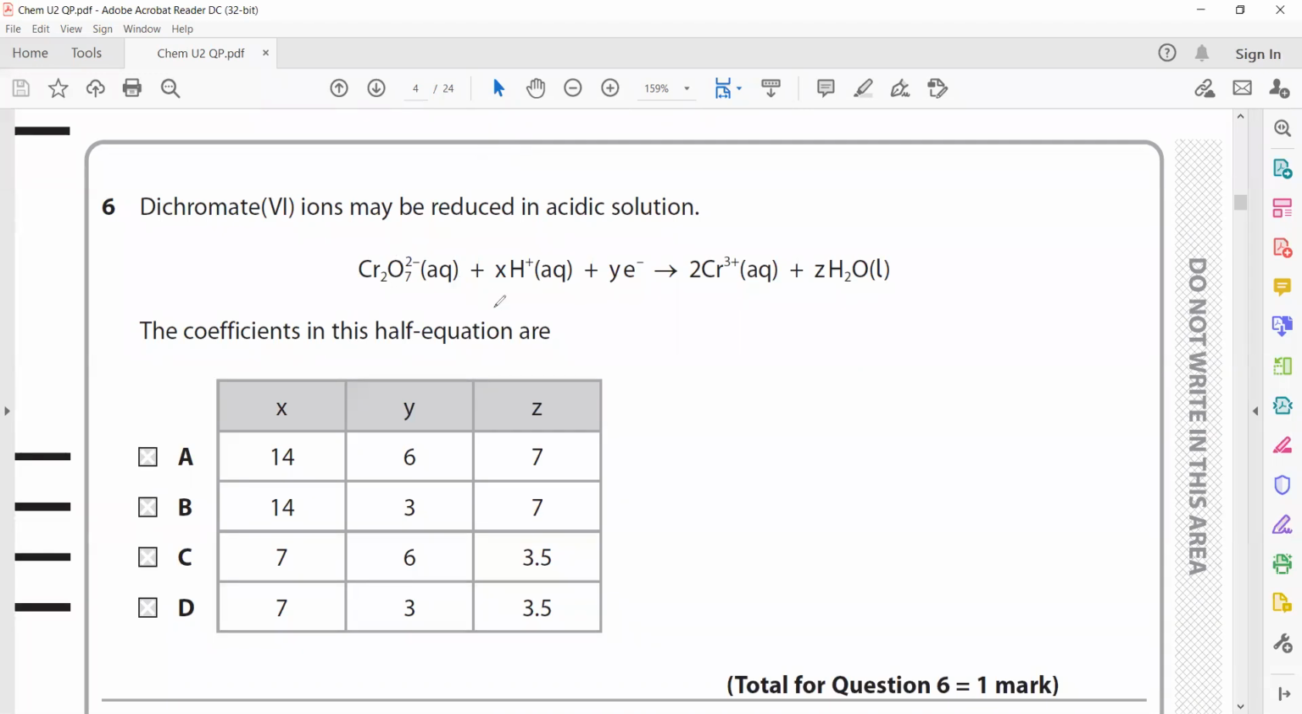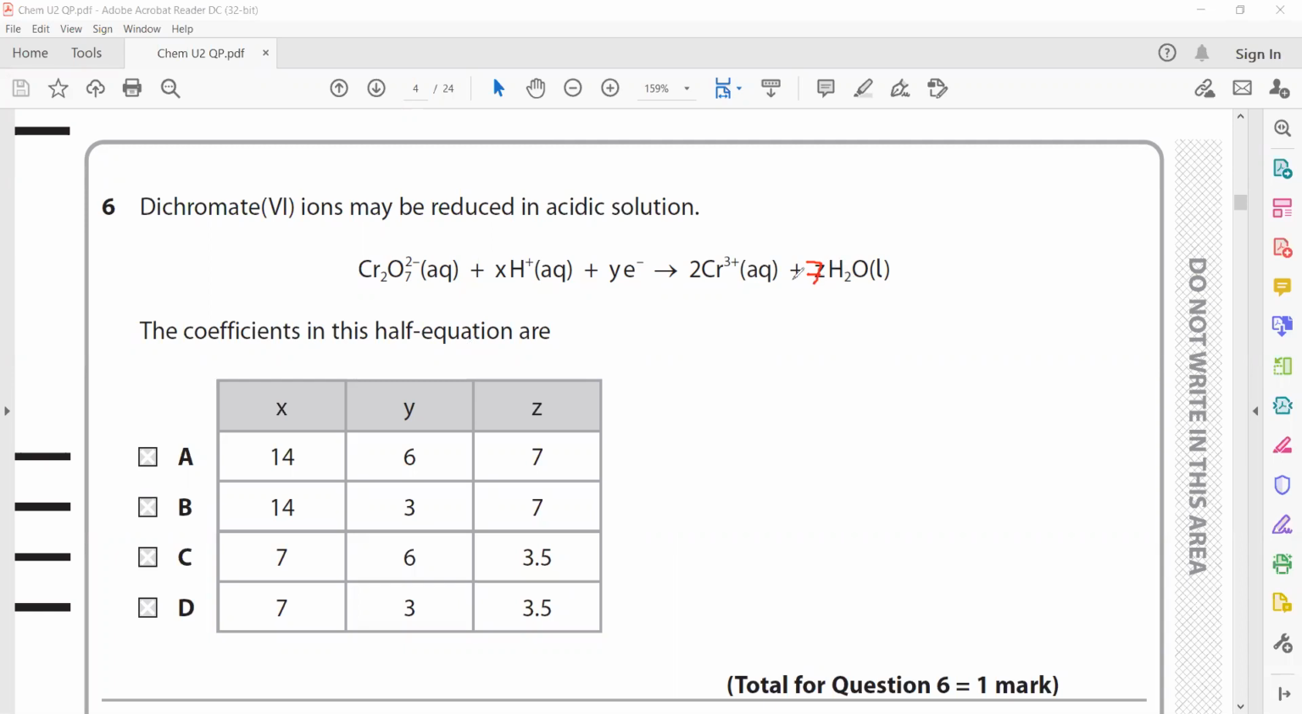Dichromate(VI) ions may be reduced in acidic condition. The coefficients in this half equation: when we balance the redox half equation, to balance oxygen, we add water molecules. So there are 7 oxygen on the left hand side, so we should add 7 water molecules. To balance hydrogen, we should add protons.